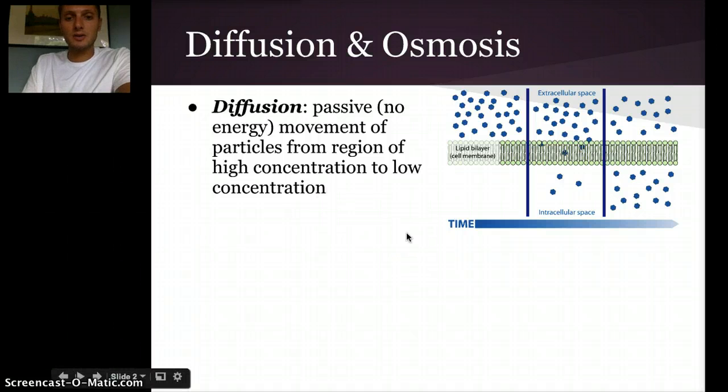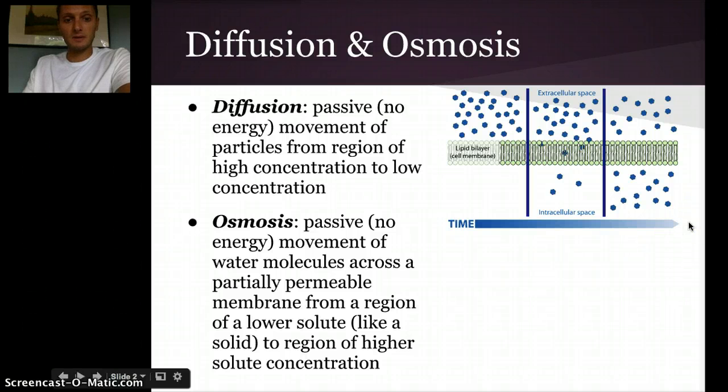So here's a nice image that shows us what's happening. We've got time here, so this would be the start, and then time progresses. We've got a cell membrane in this example, and we have a lot of particles on this side of the cell membrane. This is the extracellular space, outside of the cell, and the intracellular space, inside the cell. As time progresses, these particles are going to move across this membrane from a region of high concentration to a region of low concentration. This is going to continue until there's a balance, or equilibrium, on both sides of the cell membrane. This is diffusion. It's just particles moving across the membrane from a region of high concentration to low concentration until equilibrium is met.